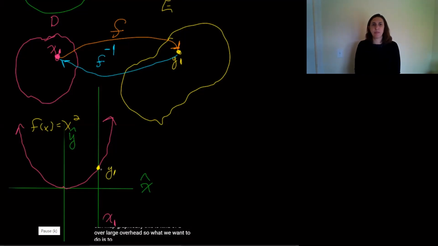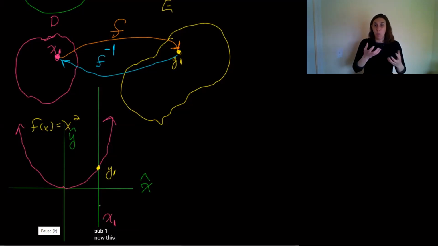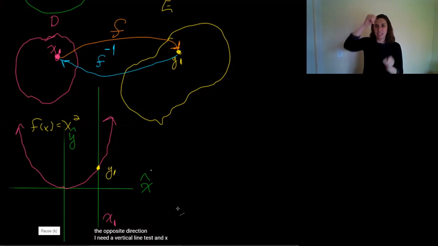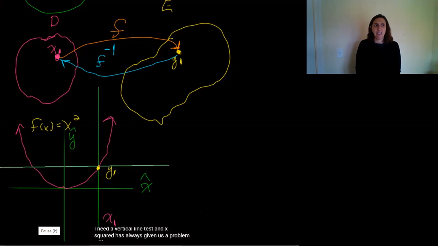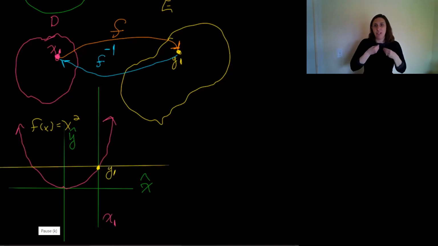So what we want to do is to be able to go from y sub 1 to x sub 1. Now, this vertical line test says that I can have a function. If I want to go in the opposite direction, I need a vertical line test. And x squared has always given us a problem with that, because it has another point here that maps back to a value.